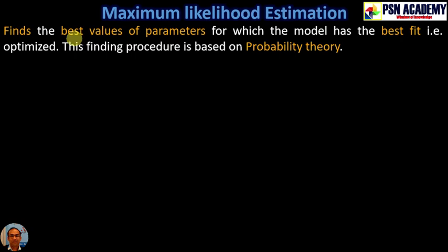Welcome back. In this video, we are going to learn about maximum likelihood estimation. This method finds the best values of parameters for which the model has the best fit. That is, your model is optimized. That means it finds those values of the parameters for the model you are dealing with for which the error is minimum. That means the difference between the predicted value and the true value is minimum.